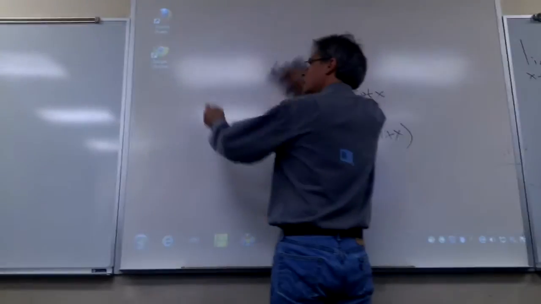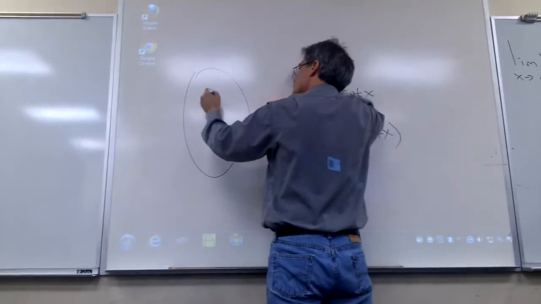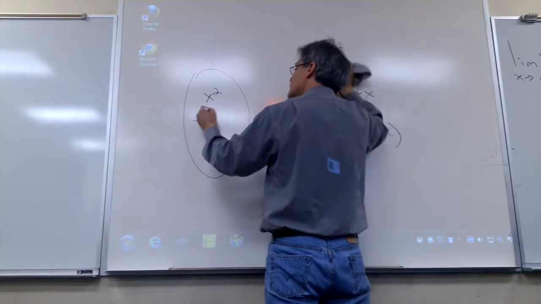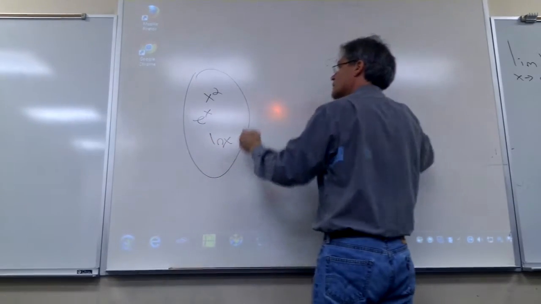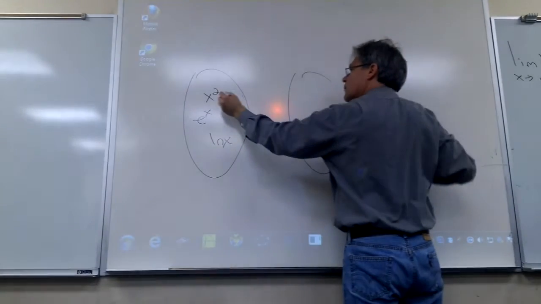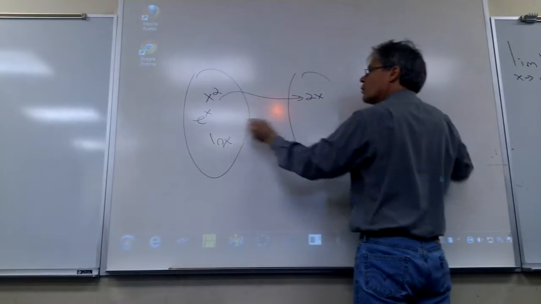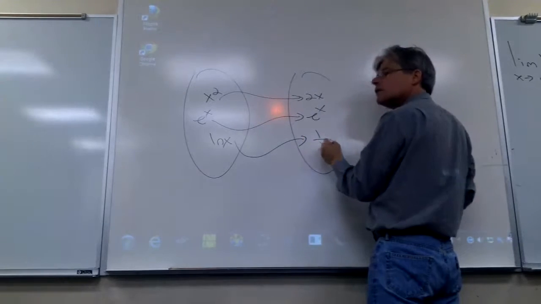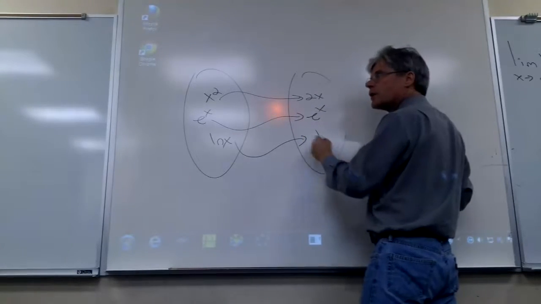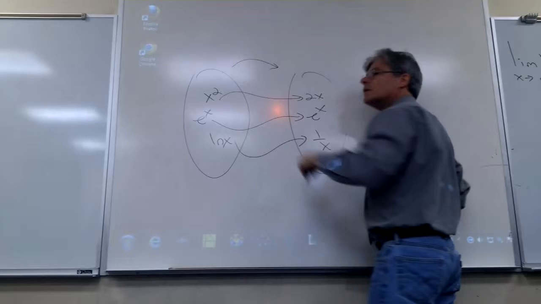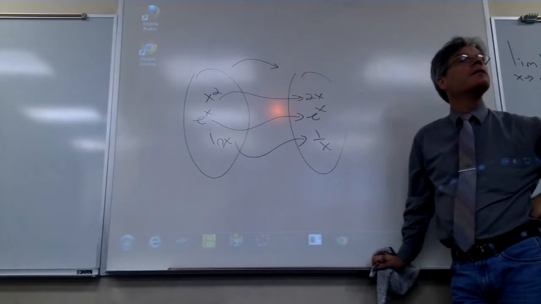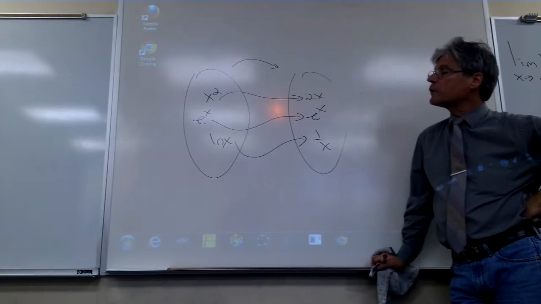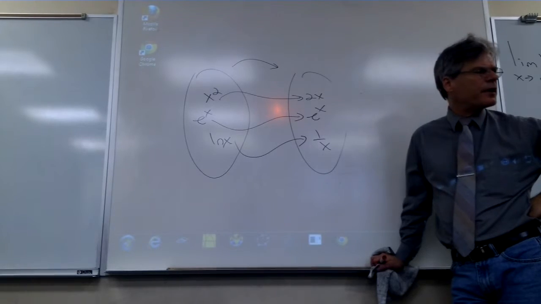Sometimes I like to think of a function this way. Here is an x squared, here is an e to the x, here's a natural log of x. What about a function that maps x squared to this? Or maps e to the x to this? Or maybe even maps the natural log of x to this? What kind of function is that? Yeah, it sort of looks like a derivative function. Oh shoot, I can't say it that way in English, can I?